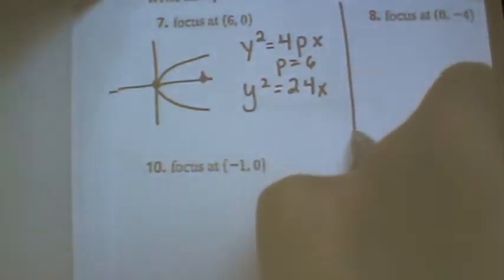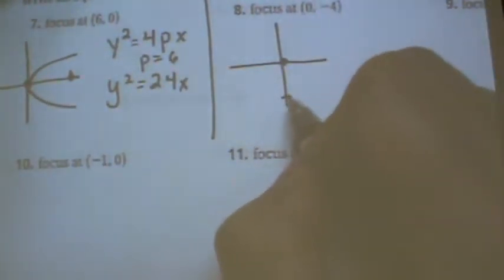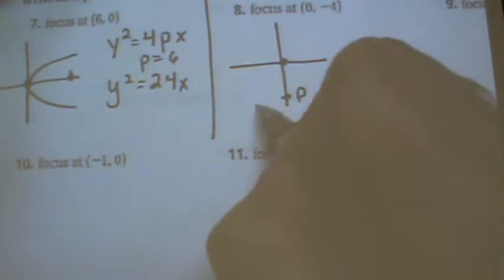That's the easy part. So guys, just wait. Next. So again, all of these in this set, the vertex is the origin. So for this one, (0, negative 4) is your focus. So what is this thing going to look like?